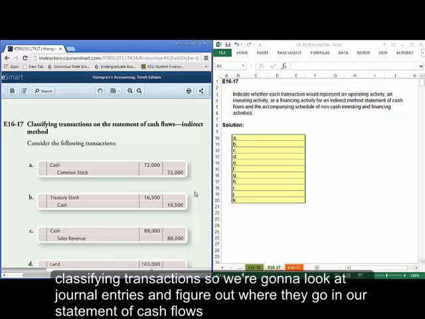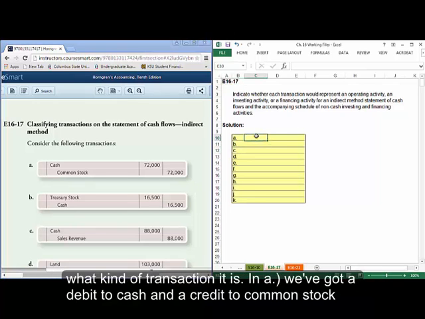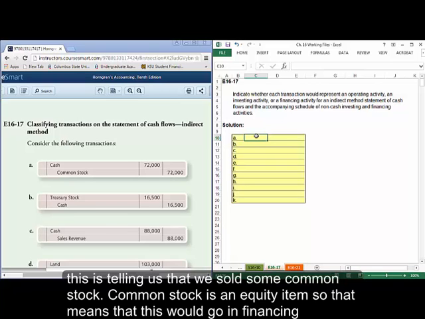cash flows. Okay, so this is going to be some different practice on when we're going to look at a transaction from a journal entry perspective and figure out what kind of transaction it is. So in A, we've got a debit to cash and a credit to common stock. So think about what that transaction means. Okay. This is telling us that we sold some common stock, right? Now, common stock is an equity item, so that means that this would go in financing.